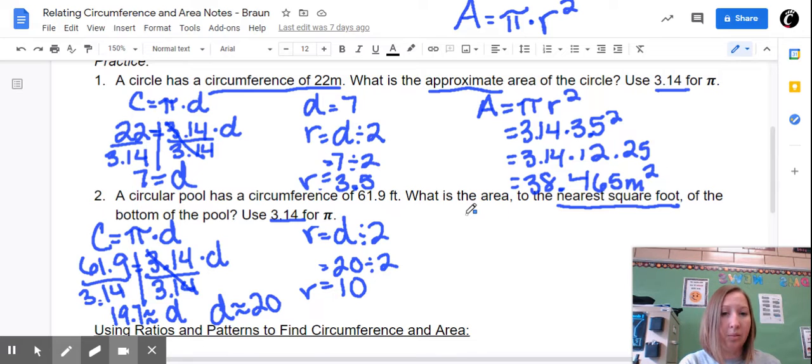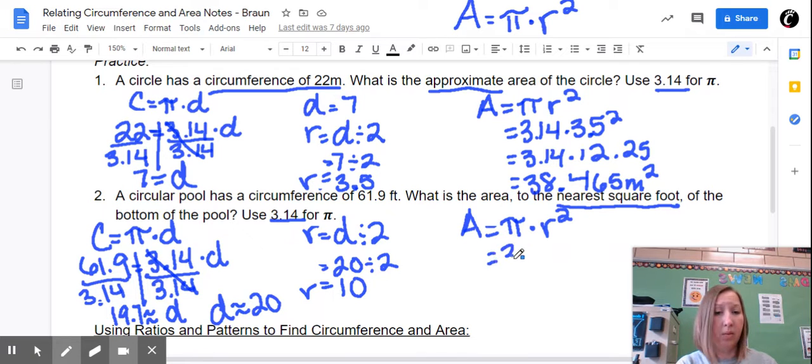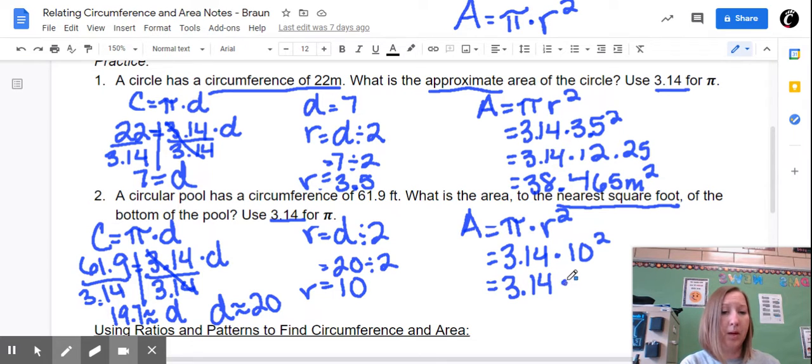Now that I know my radius, I'm going to take that and put it into my area formula. So area equals pi times radius squared. Again, 3.14 for pi times 10 squared. And I want to do the exponent first. So 10 times 10 is just 100. So I'm going to multiply 3.14 times 100. I can put that in my calculator, but since I'm multiplying by 100, really I just need to move my decimal point 2 places to the right. So this is going to give us an answer of 314 square feet.